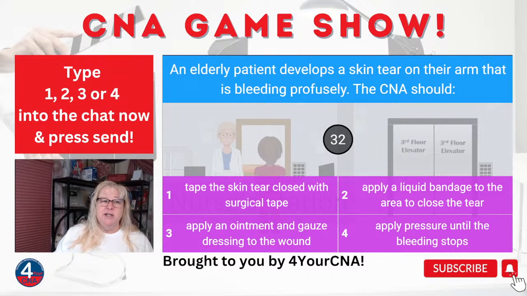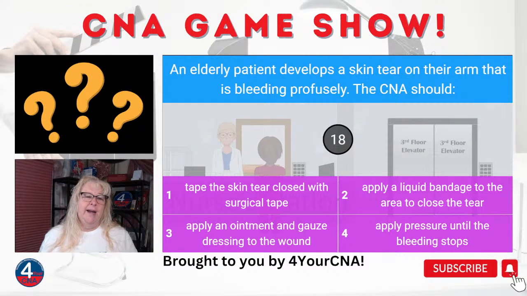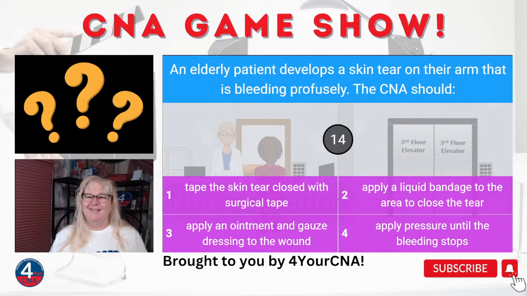So an elderly patient develops a skin tear on their arm that's bleeding profusely. The CNA should tape it closed, apply a liquid bandage, apply ointment and gauze, or apply pressure. Go ahead and choose your answer. You have about 15 seconds left. Go ahead and choose your answer.